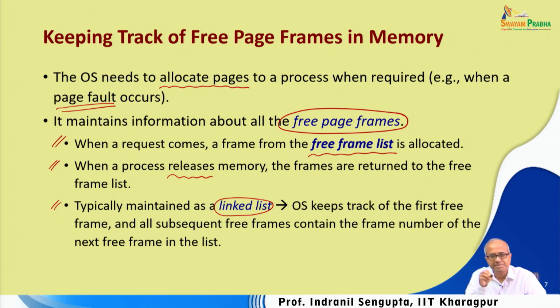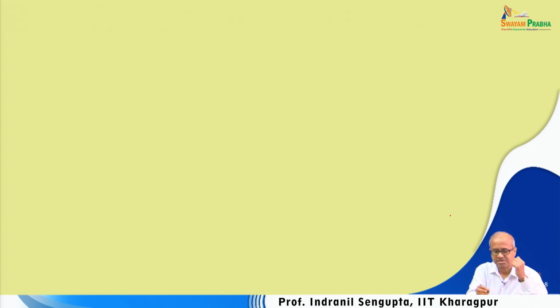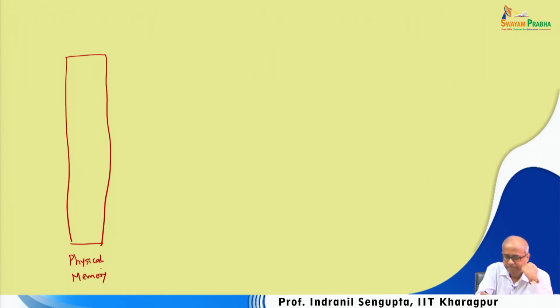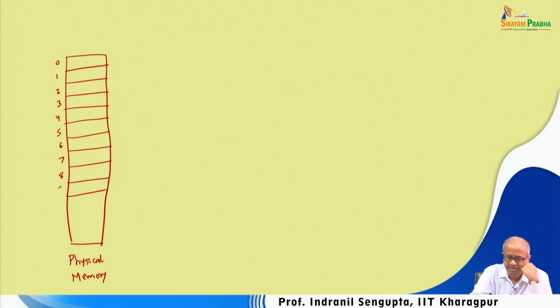So, in the linked list, the operating system keeps a pointer to the first free frame, and from the different free frames there are links to the subsequent frames. This is how it occurs. Let us take a small example and work it out. Suppose this is my main memory, my physical memory. Let us say there are many pages. Let us give some page numbers 0, 1, 2, 3, 4, 5, 6, 7, 8 and 9, maybe there are more. I am just showing 0 to 9.